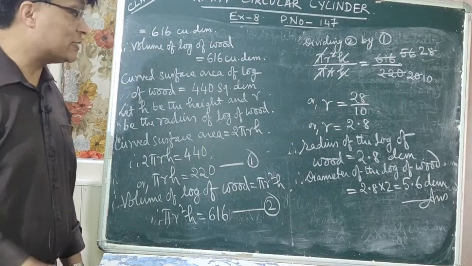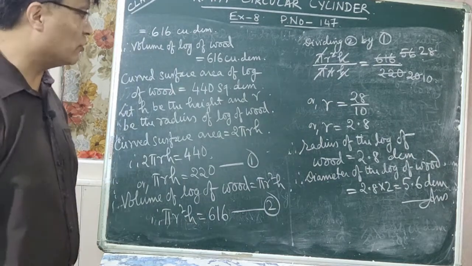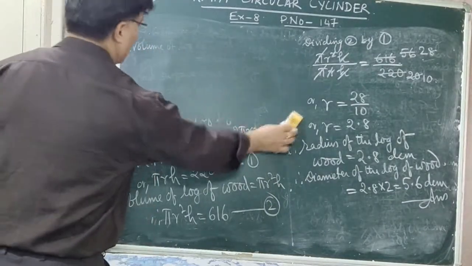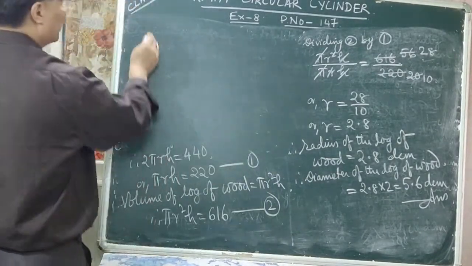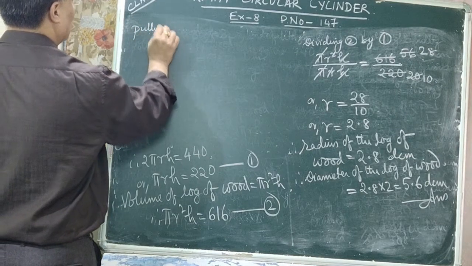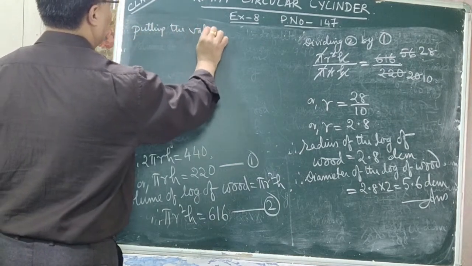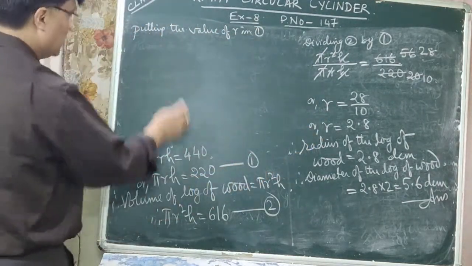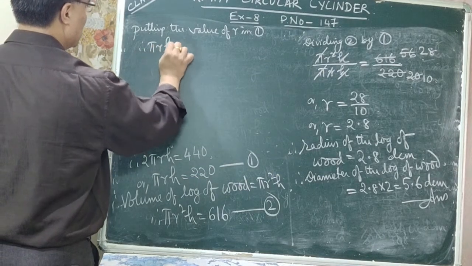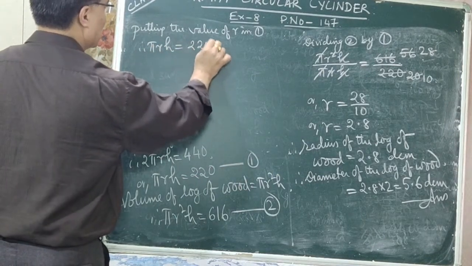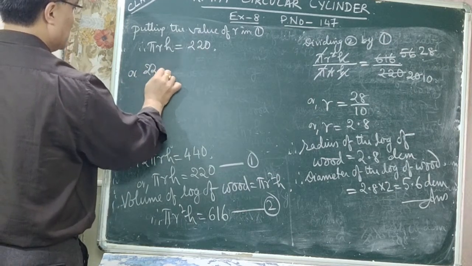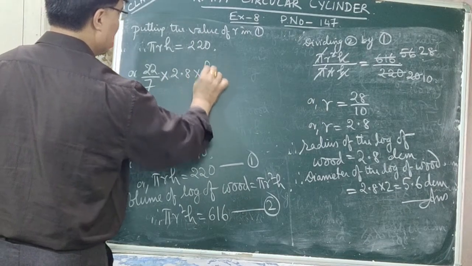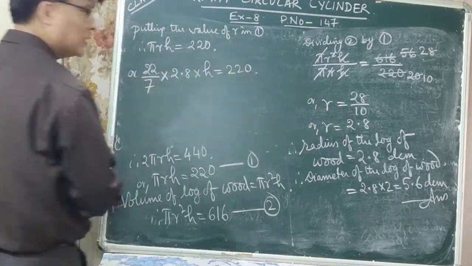Now what is to be calculated? You have to calculate the height of the log of wood. Let us put this value of r in equation number 1. So write down, putting the value of r in 1. So what is number 1 here? Therefore pi r h is equal to 220. Let us put the value here. What is pi? This is 22 by 7 into, what is the radius? 2.8 into h is equal to 220, right?